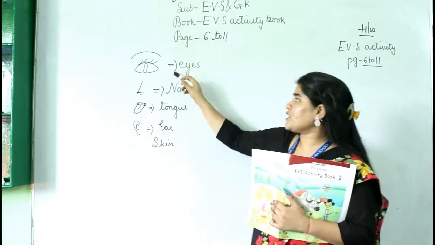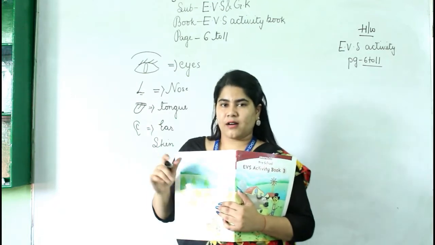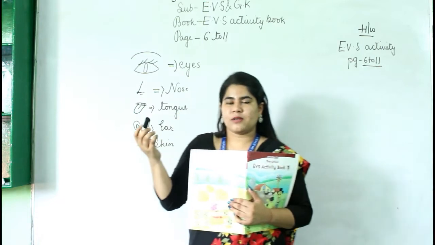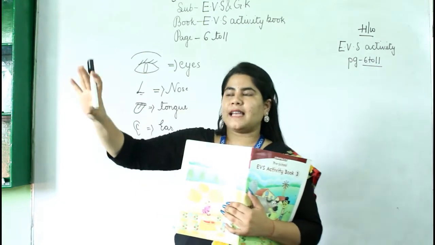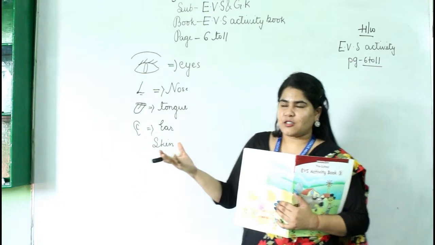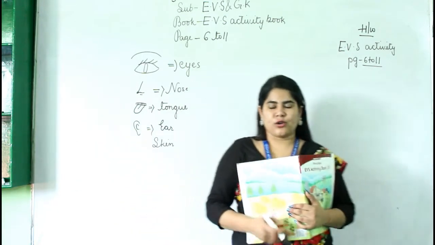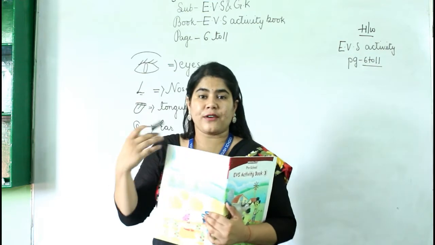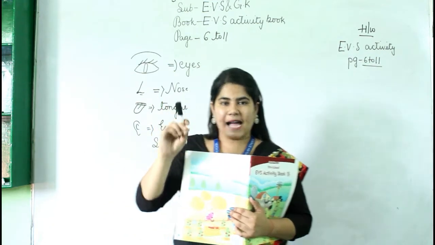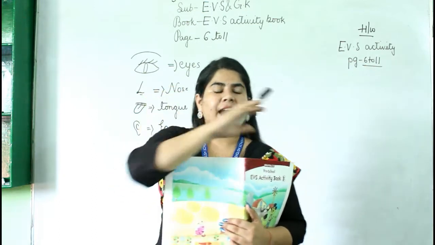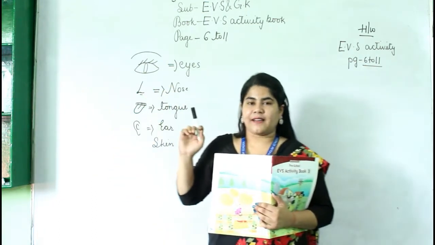Okay, first of all, eyes. Eyes help us to see, means what? You can see different beautiful things, and very interesting things also, animals also, and your pictures also. You can read through your eyes. So that means eyes help us to see everything around us, right?